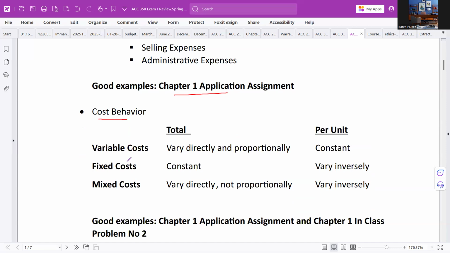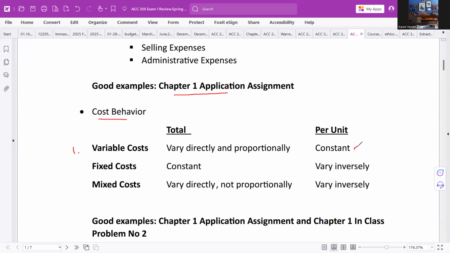And cost behavior is important because it helps us to plan and predict our costs. There are three basic patterns that we looked at. One is variable costs. In total, variable costs are going to vary directly and proportionally with the activity, but they're going to be constant on a per unit basis. A good example would be something like direct materials. The more you use it, the more it costs you.